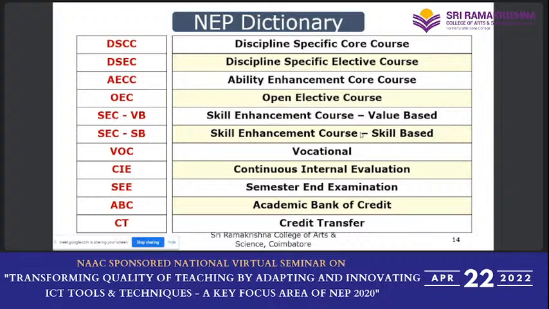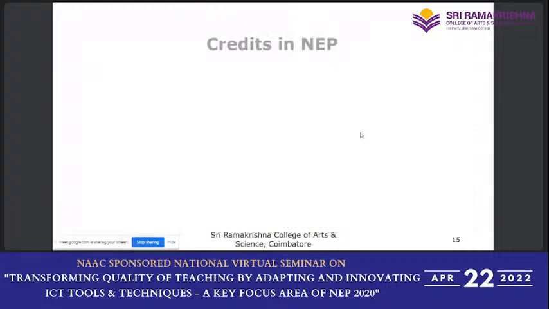Then we have skill enhancement course. VB stands for value-based, SB stands for skill-based. Then we have vocational courses, continuous internal evaluation, semester end examination, academic bank of credit, and credit transfer. I would talk about ABC and CT a little later. With a little basic idea, I'll speak about what is academic bank of credit and also what is credit transfer. In case I don't speak of credit transfer, please remind me.